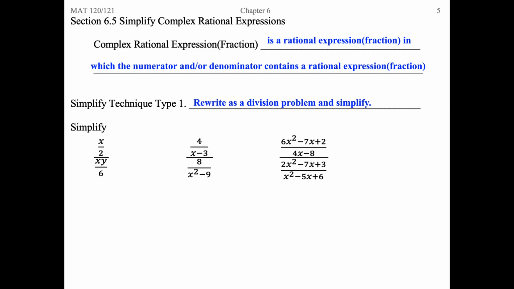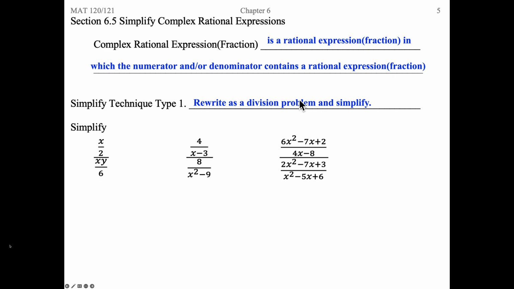A complex rational expression or a complex fraction is a fraction in which the numerator and denominator contain fractions. Rational expression is the same thing as saying a fraction. Type 1 to simplify is to rewrite as a division problem and simplify. One of the reasons why I call these type 1 is because you'll notice there's one fraction on the top, one fraction on the bottom. One term top and bottom.